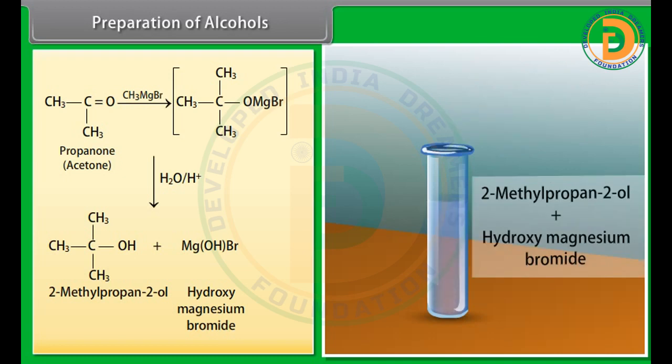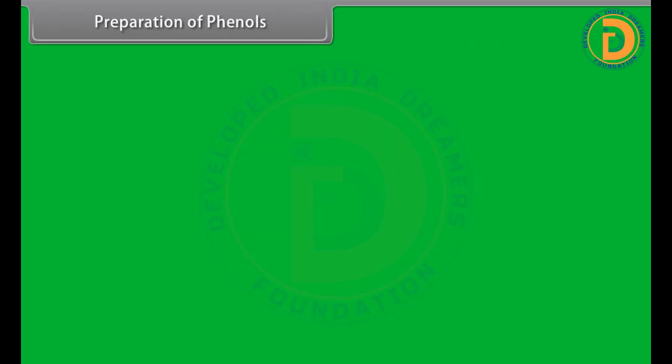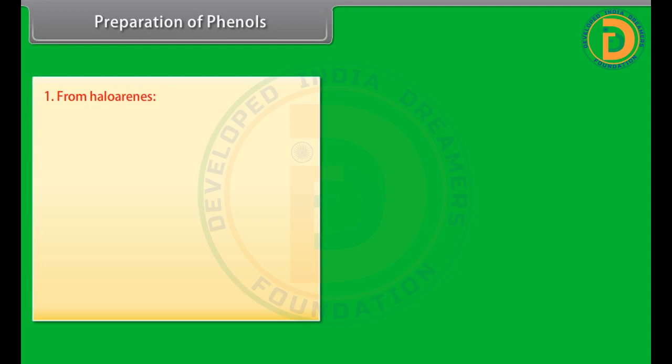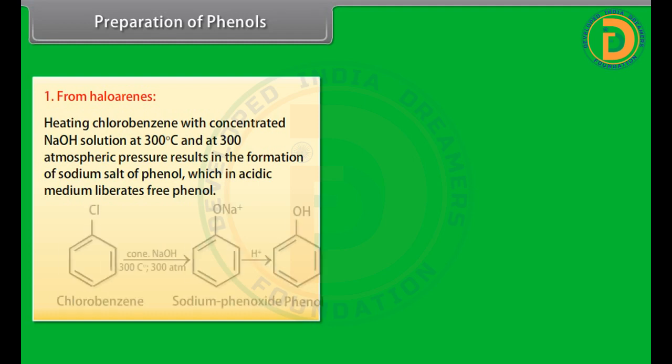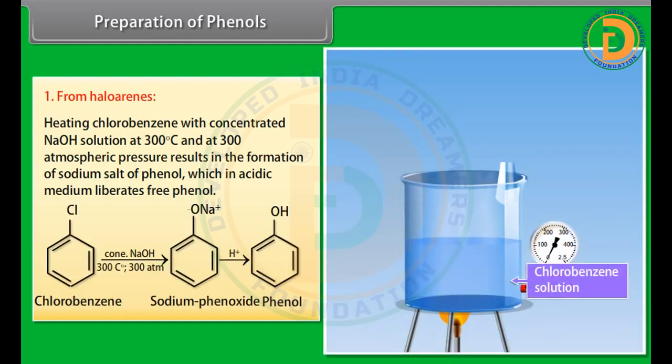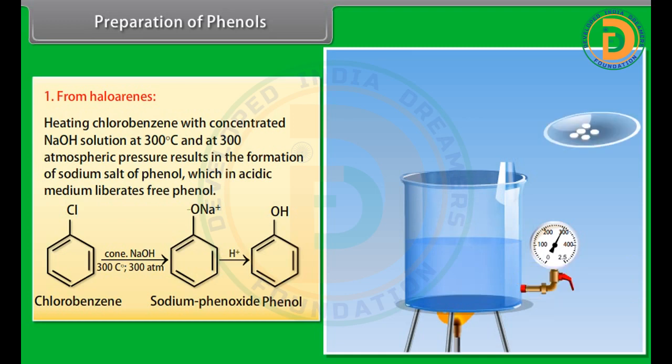Preparation of phenols. From haloarenes. Heating chlorobenzene with concentrated sodium hydroxide solution at 300 degrees Celsius and at 300 atmospheric pressure results in the formation of sodium salt of phenol, which in acidic medium liberates free phenol. Concentrated NaOH mixed with chlorobenzene at 300 degrees Celsius and 300 atmospheric pressure results in the formation of sodium phenoxide, and then by providing some acidic medium it gives phenol.